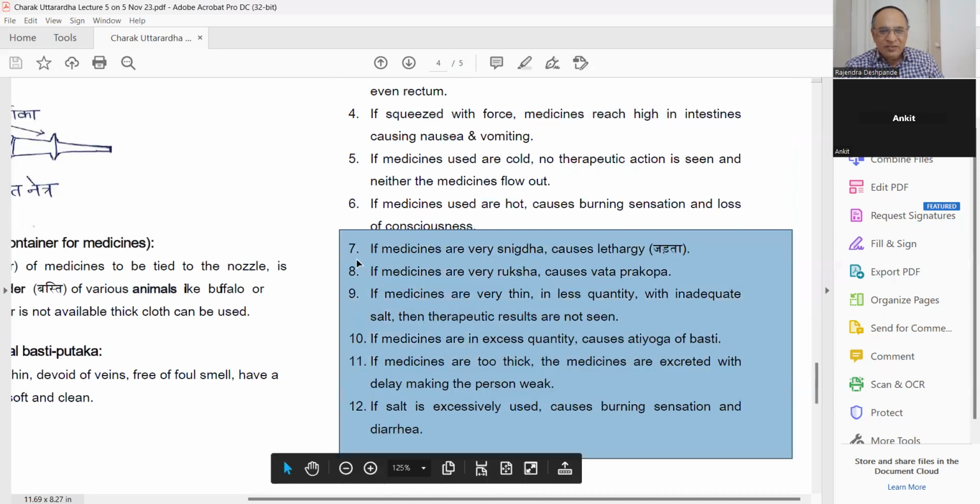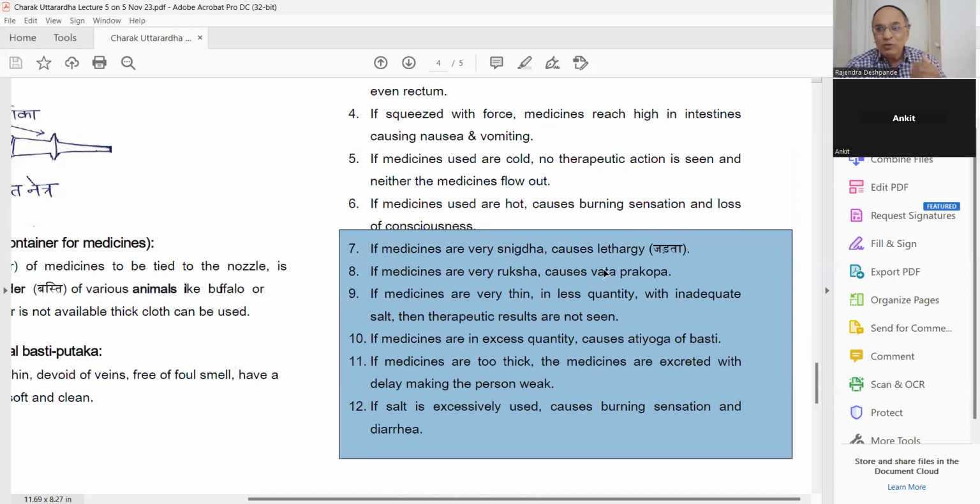So, my dear friends, if the medicines are very snigdha, that can cause lethargy, because srotorodha will happen. If medicines are very ruksha, dry, that can cause vata prakopa, samanya vishesha siddhanta. If medicines are very thin, in less quantity, with inadequate salt, then therapeutic results will not be seen. If medicines are in excess quantity, that can cause the atiyoga of Basti.